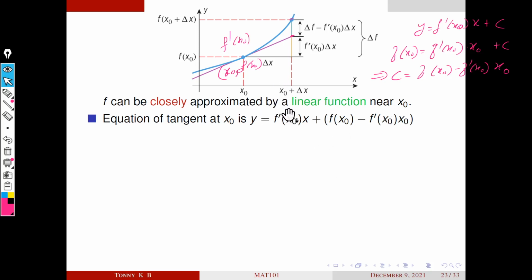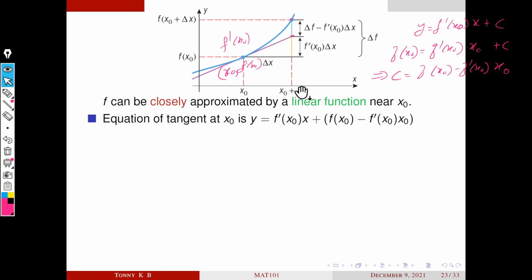Now we are ready to approximate the value of the function using the value of this tangent, because now we have the equation of the tangent. Suppose that this function value is unknown. Suppose we have only f dash of x0 and f of x0, and the value of the function at x0 plus delta x is unknown.